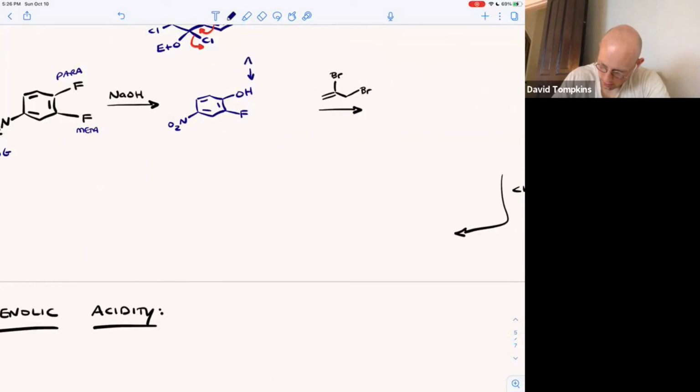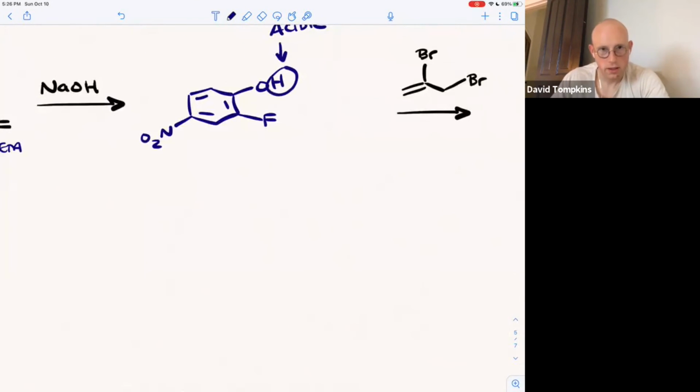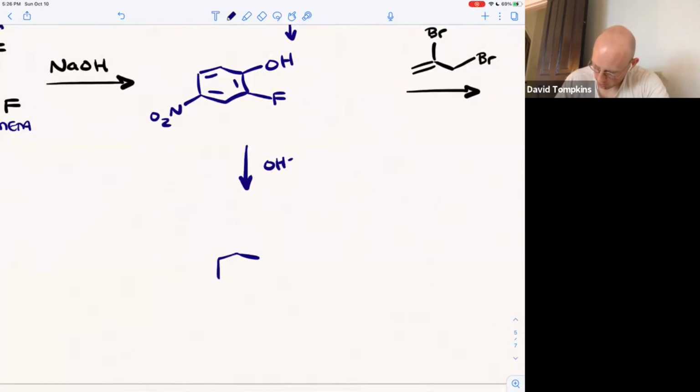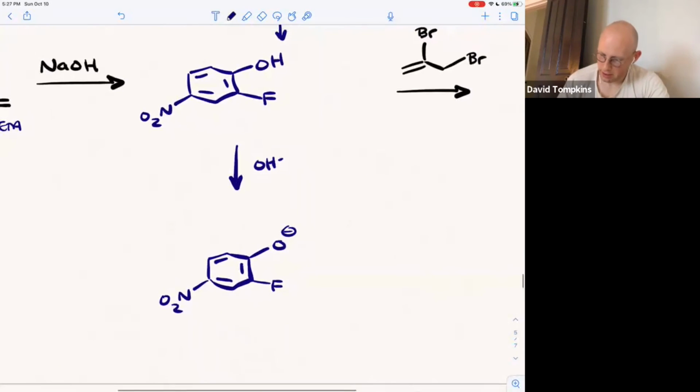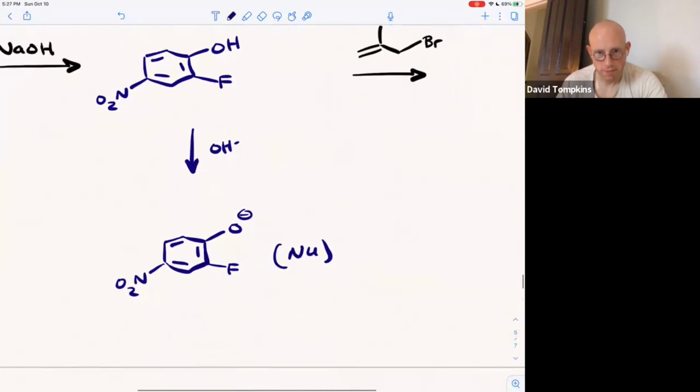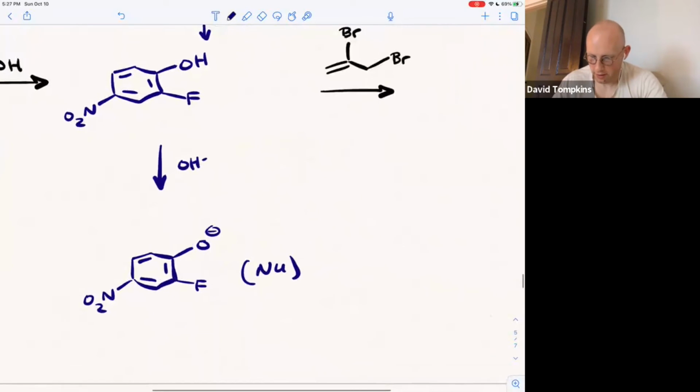Now, this phenol, once again, is acidic. It's on an electronegative atom. This proton can be easily deprotonated. It's also para to an electron withdrawing group. So with extra hydroxide in solution, as we'll learn in this chapter, that can be deprotonated to give an anion. So when you have a phenol in basic solution, you really get the phenolate ion, which is also a nucleophile.